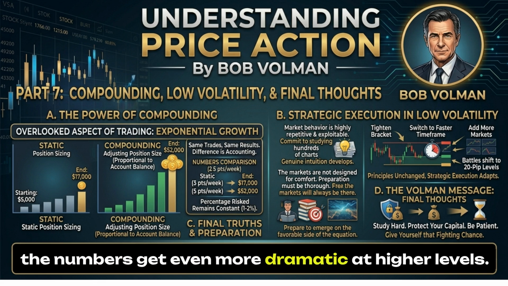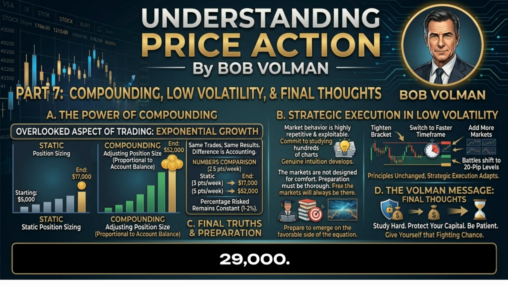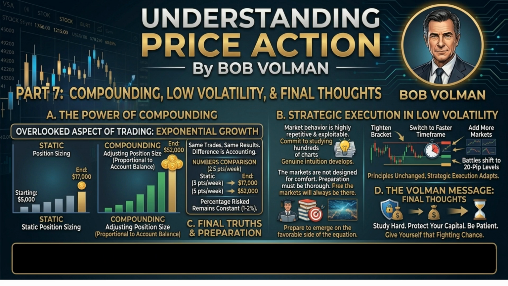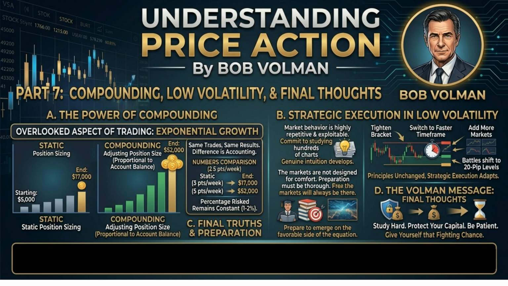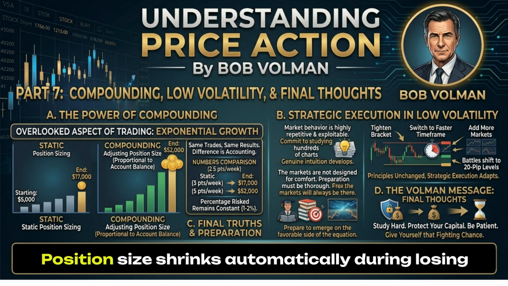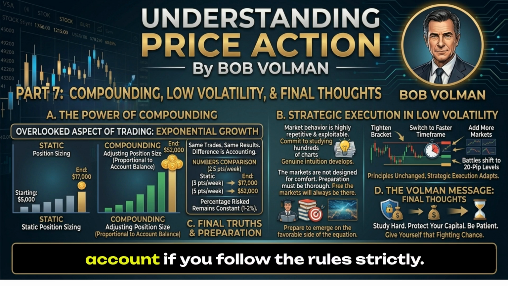The numbers get even more dramatic at higher levels. At 5 points per week, the static trader ends at $29,000, but the compounding trader reaches almost $500,000. This is the exponential power of compounding. Compounding also protects against ruin. Position size shrinks automatically during losing streaks, so it becomes nearly impossible to blow up the account if you follow the rules strictly.